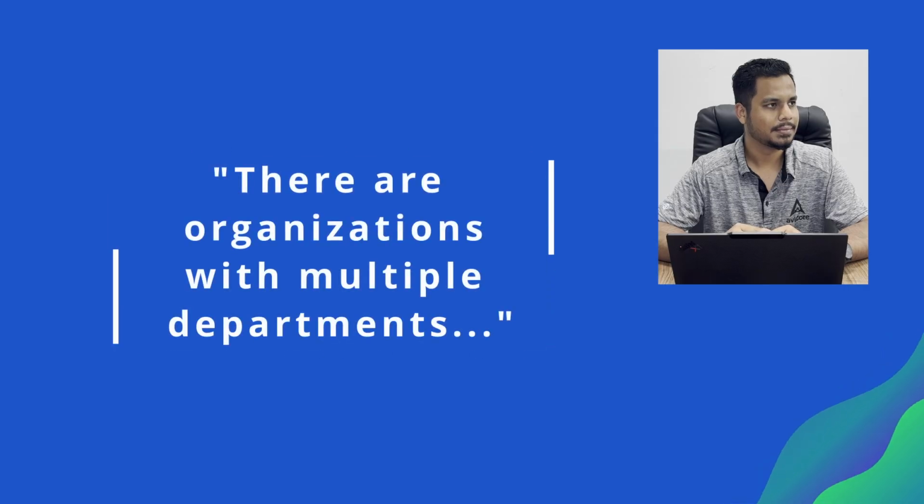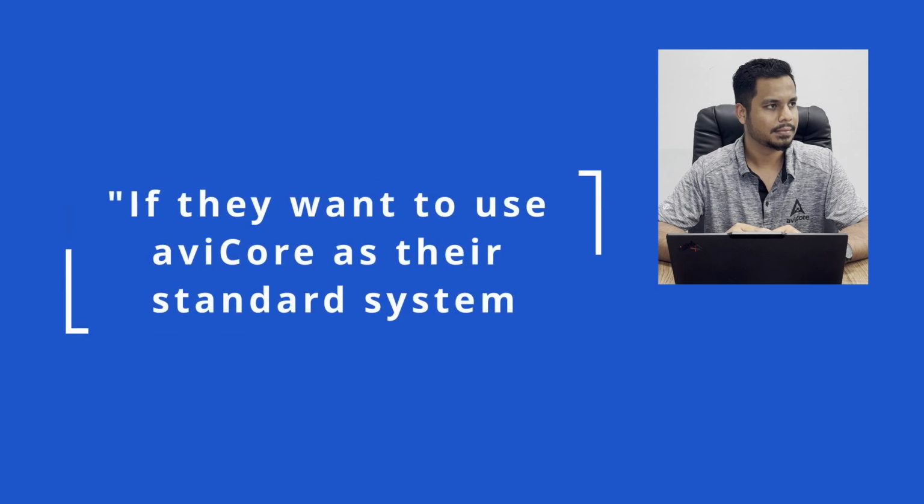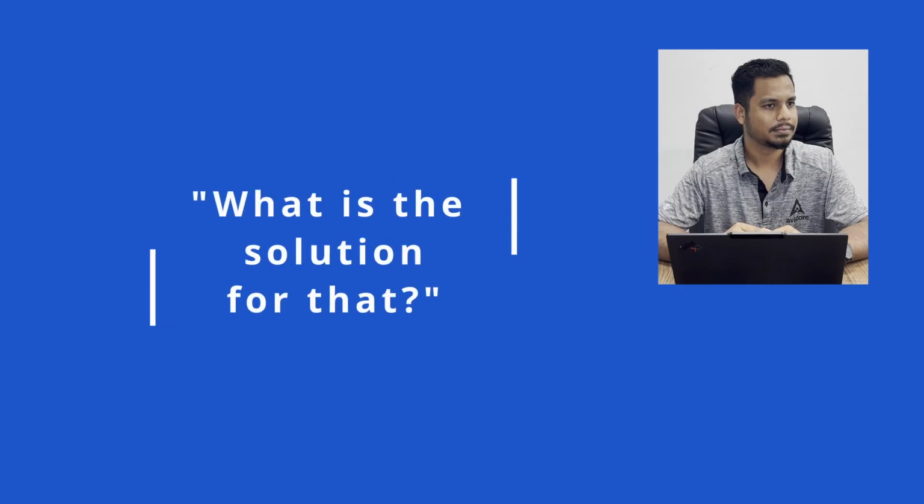So there are organizations that have multiple departments. Say they have the mechanical departments, they have power departments, building management, and if they want to use aviCore as their standard system, they wanted to have a single group of people maintaining the product, but at the same time they wanted to have demarcation between different departments, or in this case we call them clients. What's your solution for that?